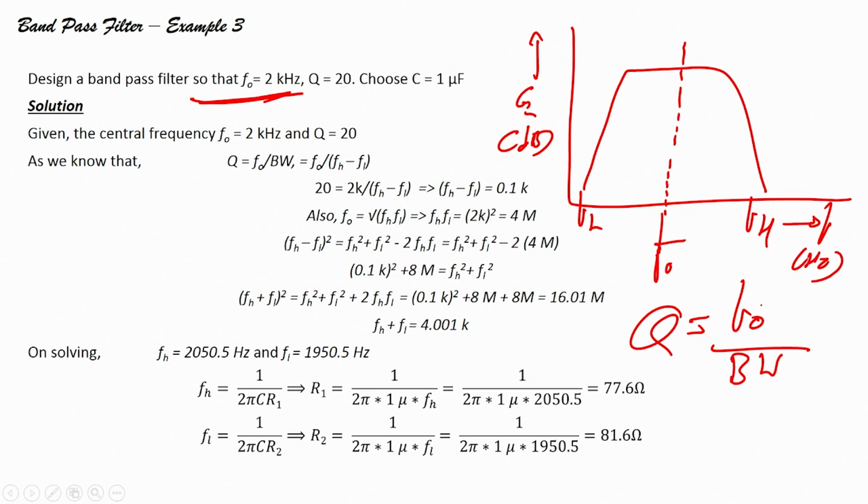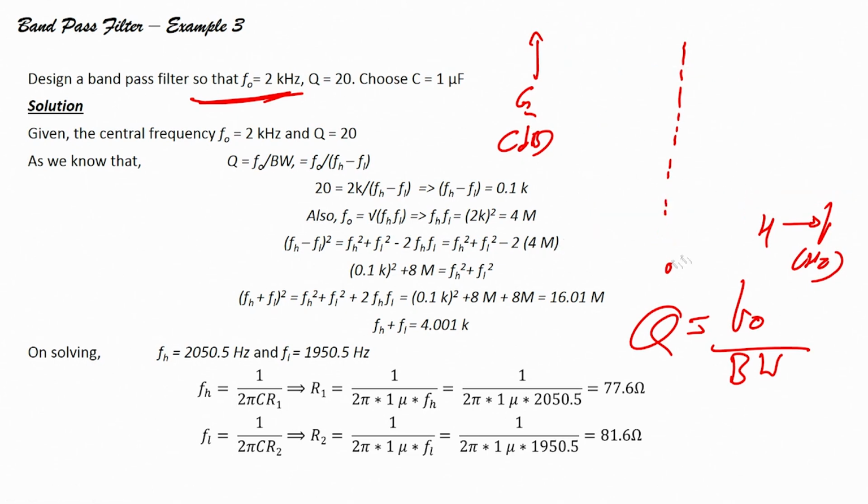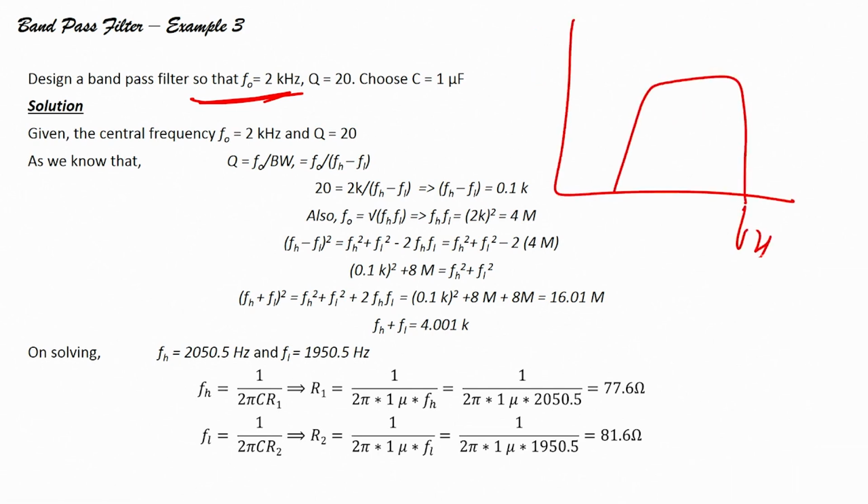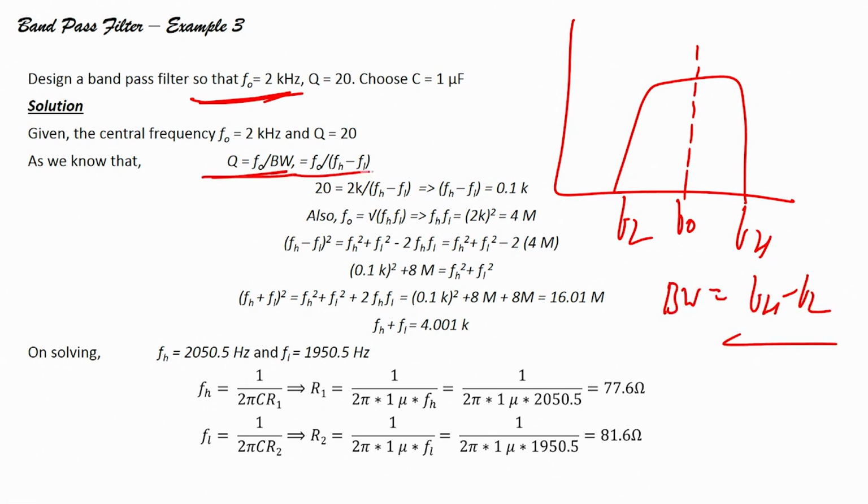by bandwidth. What is bandwidth? Bandwidth is nothing but higher frequency minus lower frequency, FH minus FL, so the term is positive. So, we have written Q equals FO divided by bandwidth, FO divided by FH minus FL. Substitute the values: Q equals 20, FO is 2 kilohertz, divided by FH minus FL. So, FH minus FL will be 0.1 K.